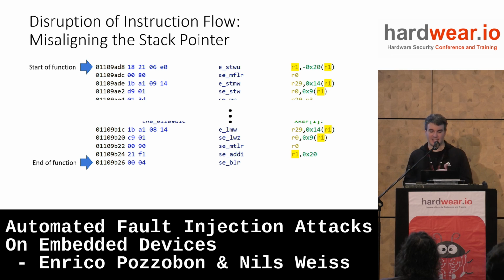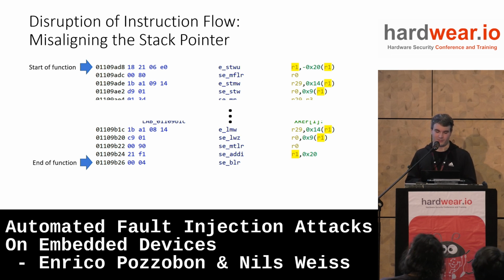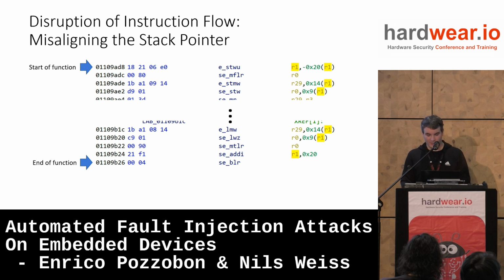And if you manage to misalign this by corrupting the instruction that is adding or subtracting from the stack pointer, then on the return from the function, the link register loads the wrong address from the stack. Potentially something that the user is controlling. And then when the next function returns, you are jumping to an address that is controlled by the attacker. So we have code execution.